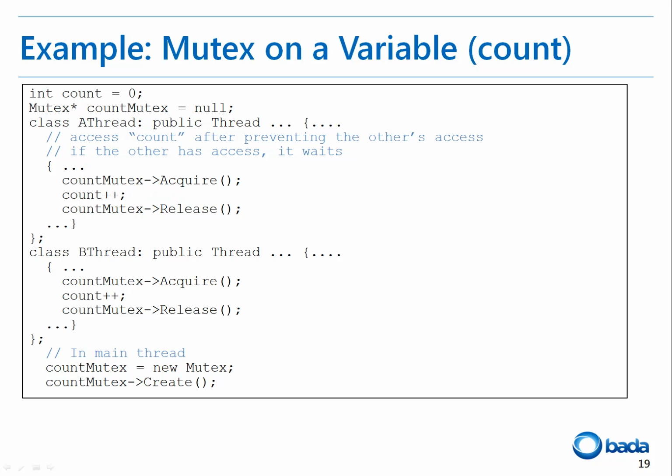At this time, when thread A acquires the mutex and thread B attempts to acquire the mutex, the Acquire function does not return until thread A releases the mutex. Therefore, only one thread can access the variable count at a time.